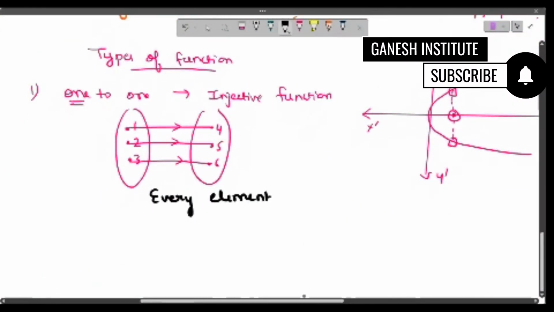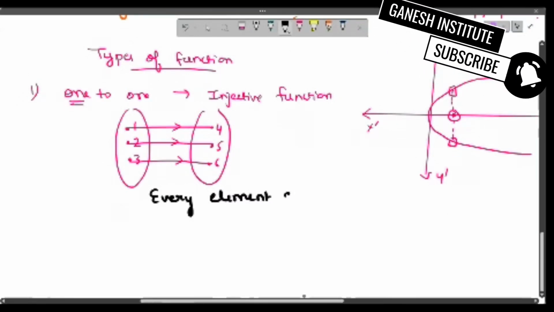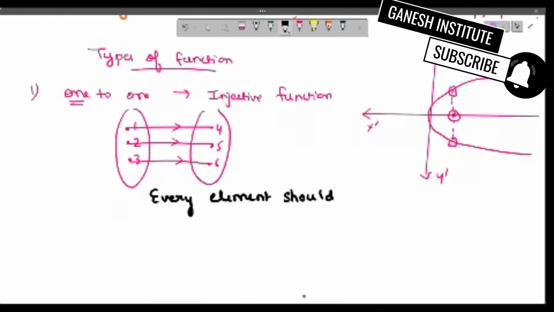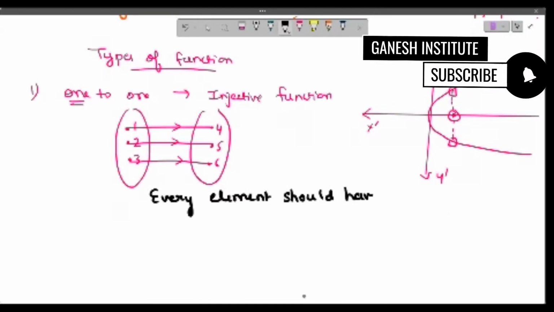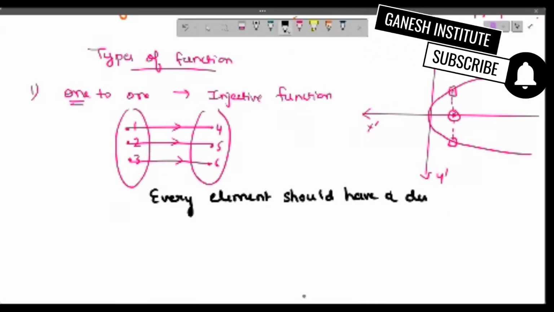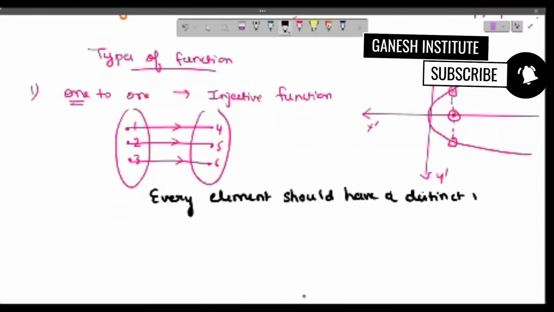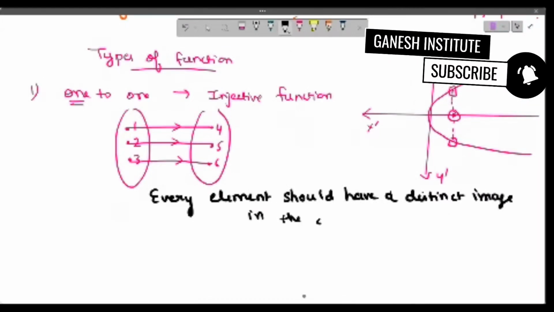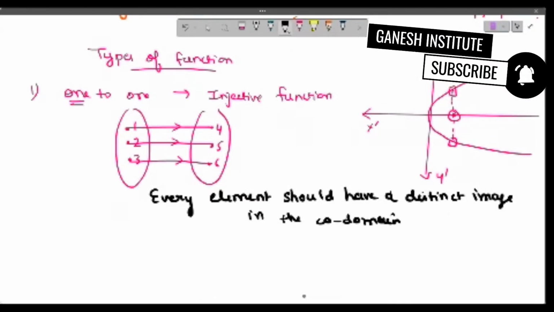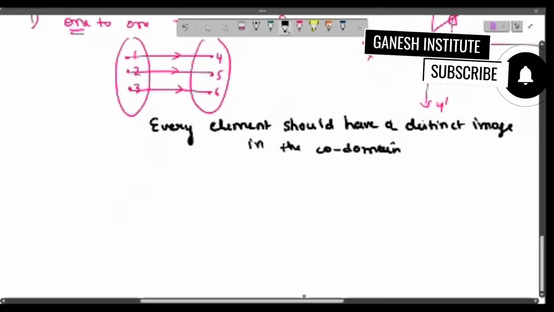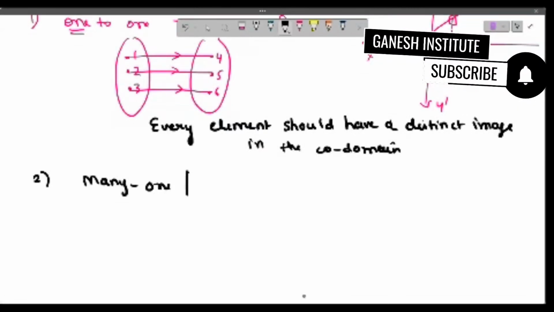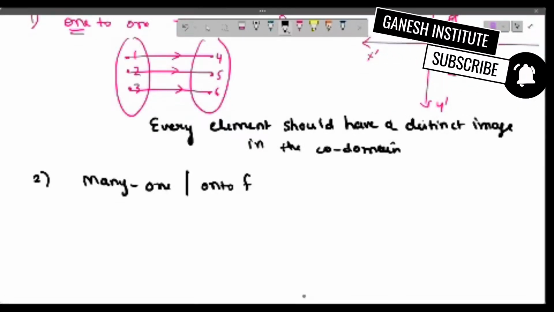Now, so every element should have a distinct image in its codomain. Then we have many-one. Many-one is also called as onto function.